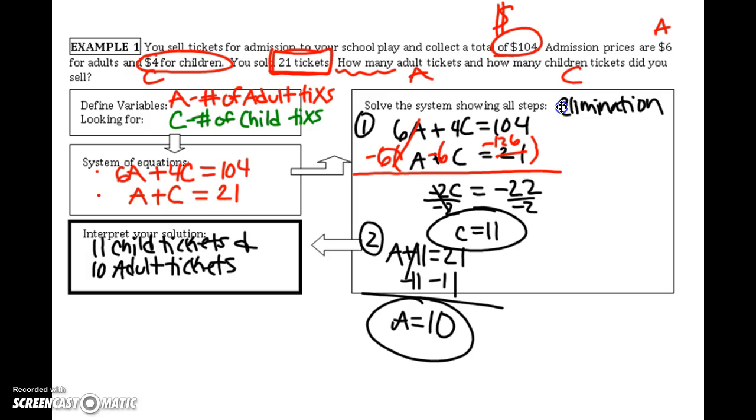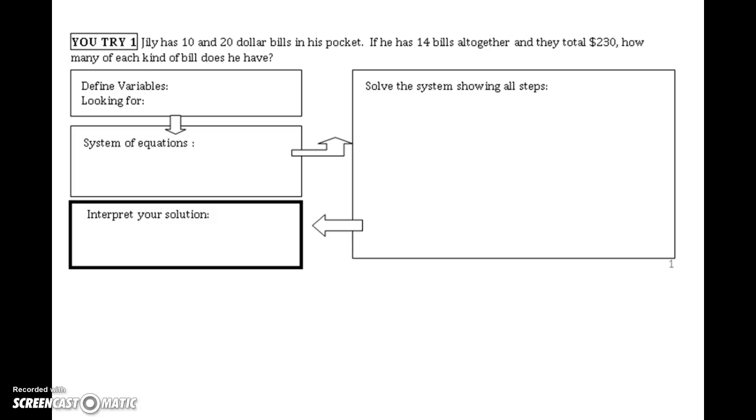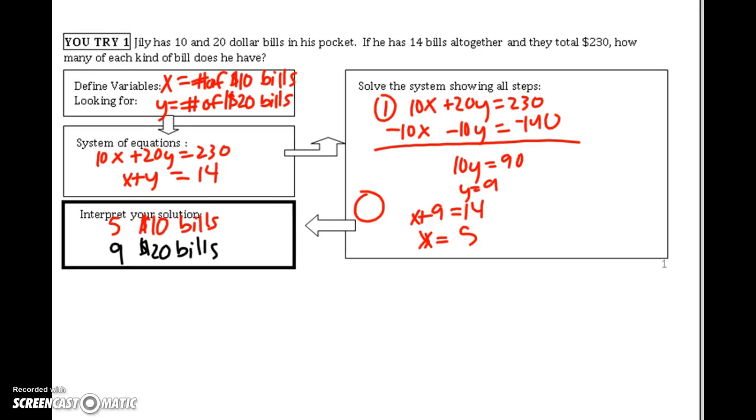Okay, I'm done with that one. Okay, moving on. Next, I want you to pause your video and try the You Try problem. So go through this one exactly like we did the previous. And I'll come back with just the solution for you. Okay, so hopefully you pause that video. Here is the solution for this You Try, 5 $10 bills and 9 $20 bills.